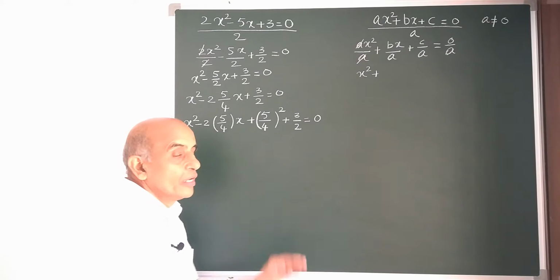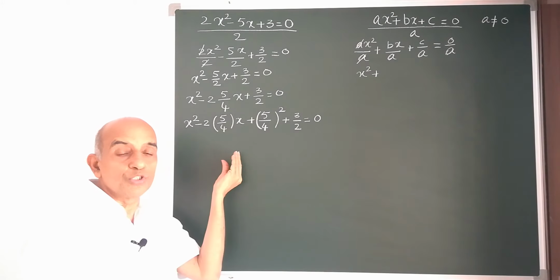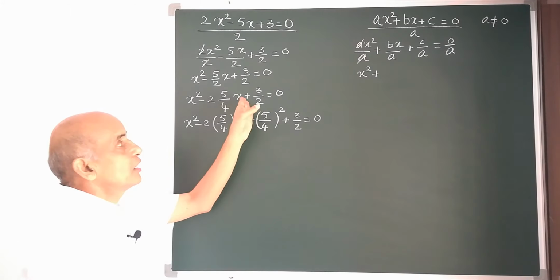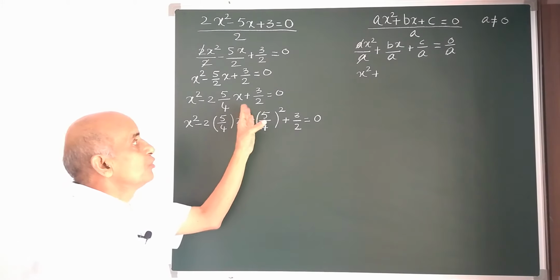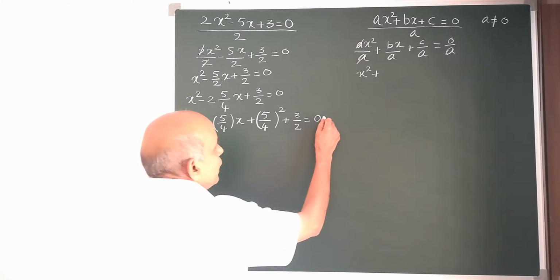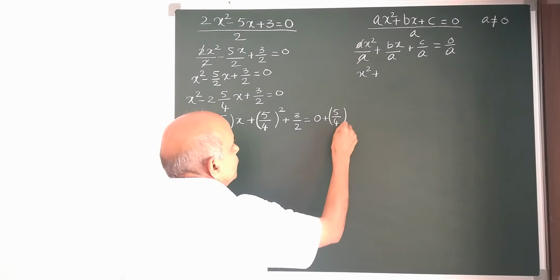If you remember, in one of the previous videos, we added 49 on both sides. Like that, whatever we are adding, because this is not there in the given problem, we have to add it on both sides. 0 plus 5 by 4 whole square.